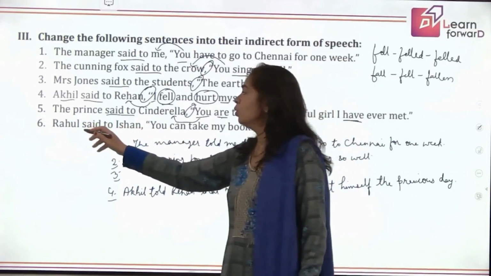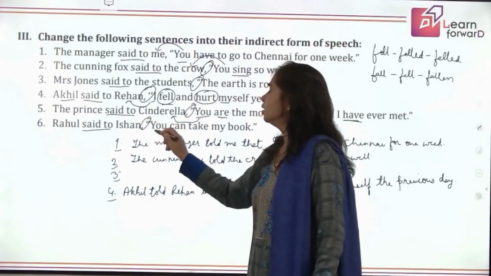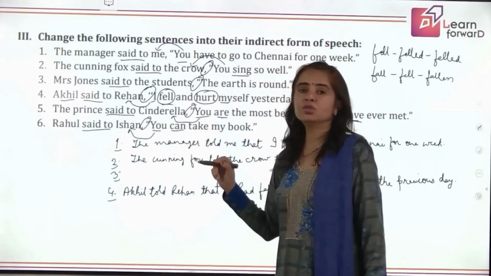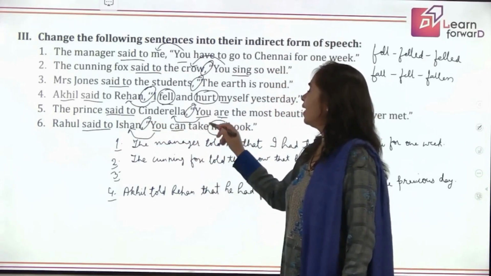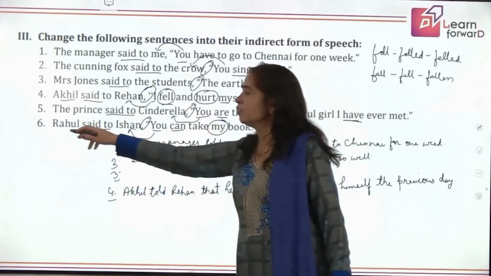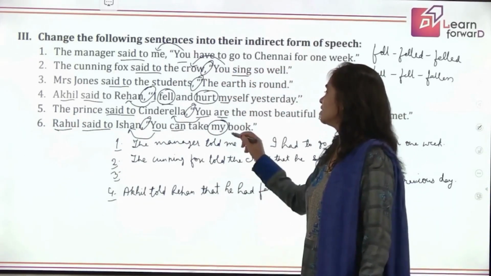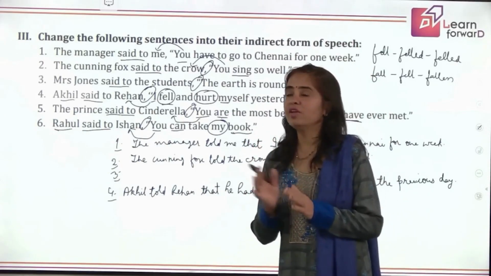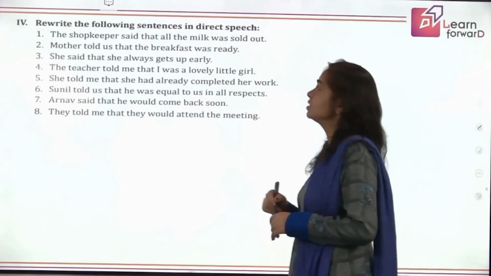Next, Rahul told Ishan that you changes to he, can changes to could, that he could take. My changes to, look at the first person, so it will change according to subject. His, yes, he could take his book. So is that easy? We have practiced so many sentences. Let's move ahead now. Another exercise for you.